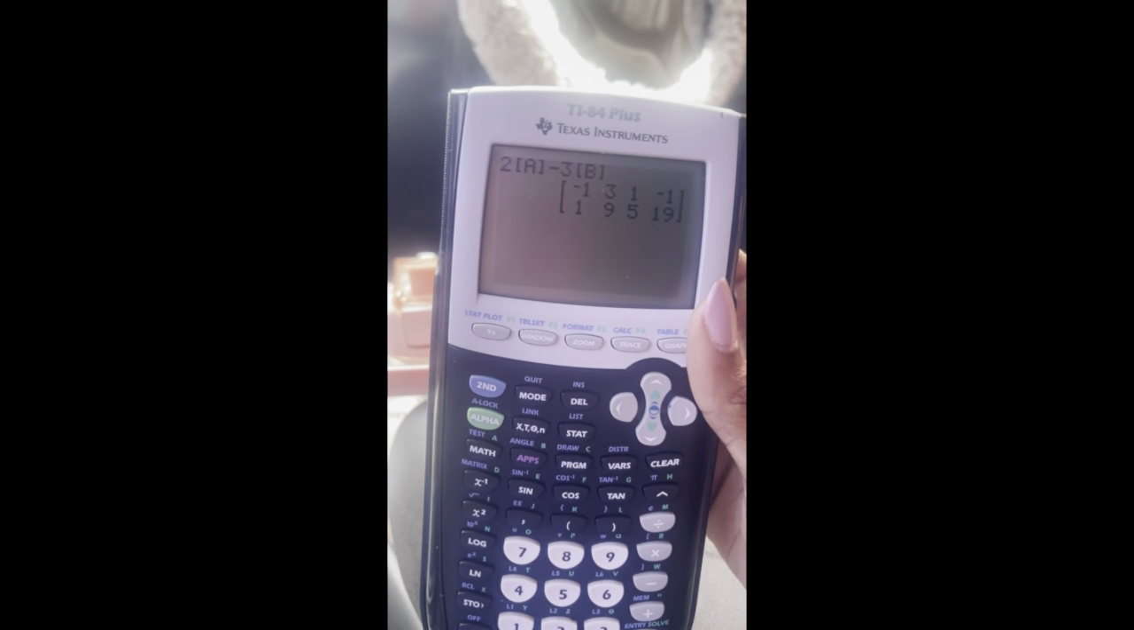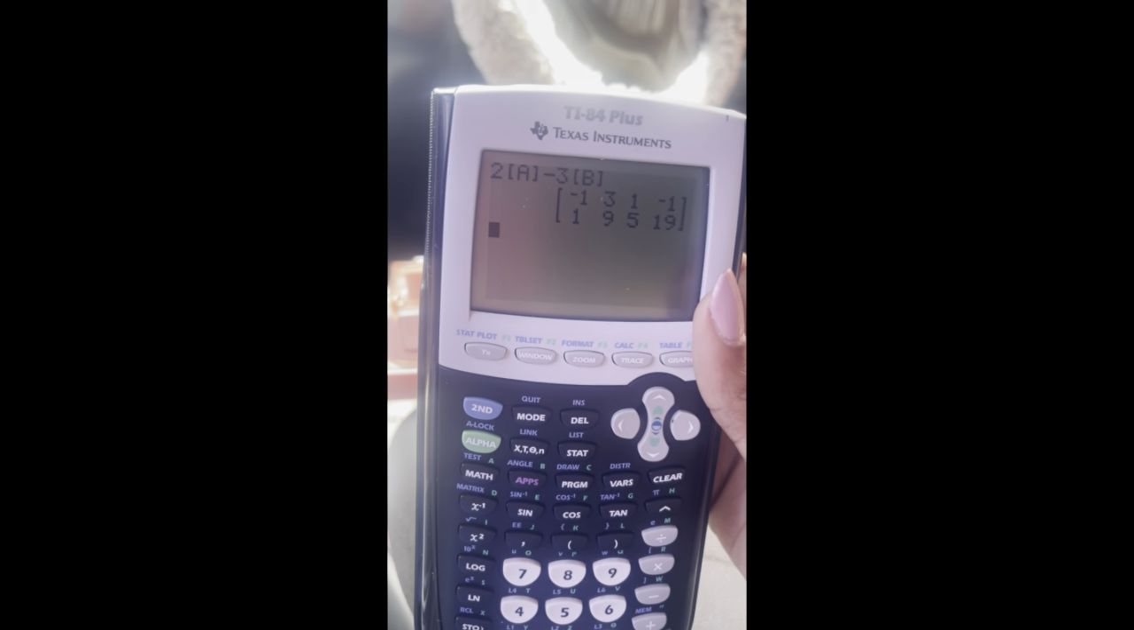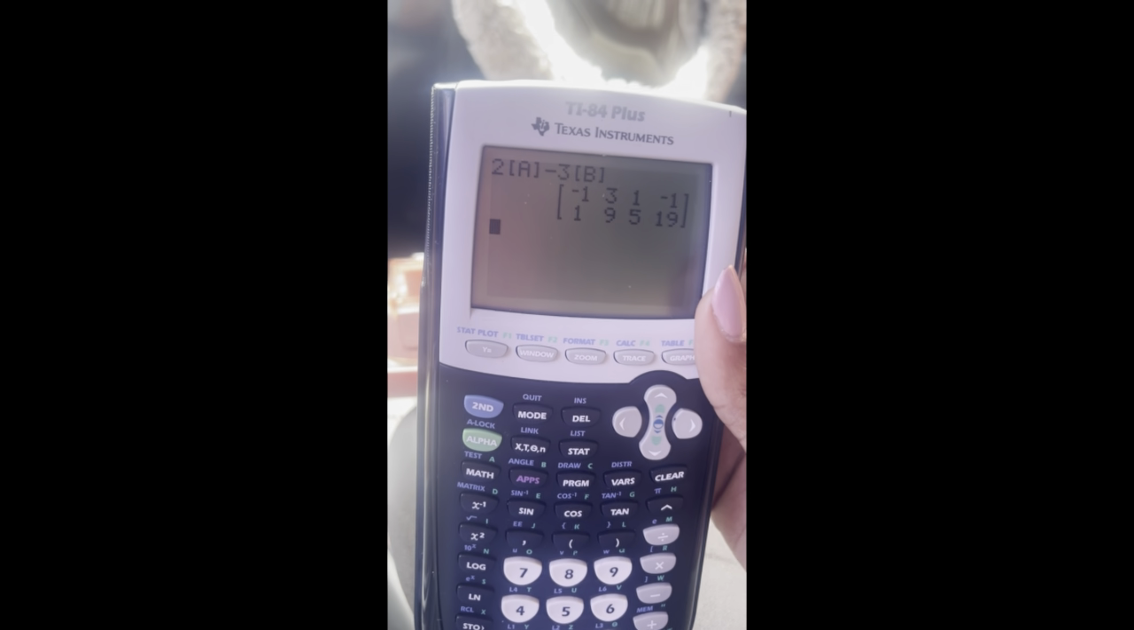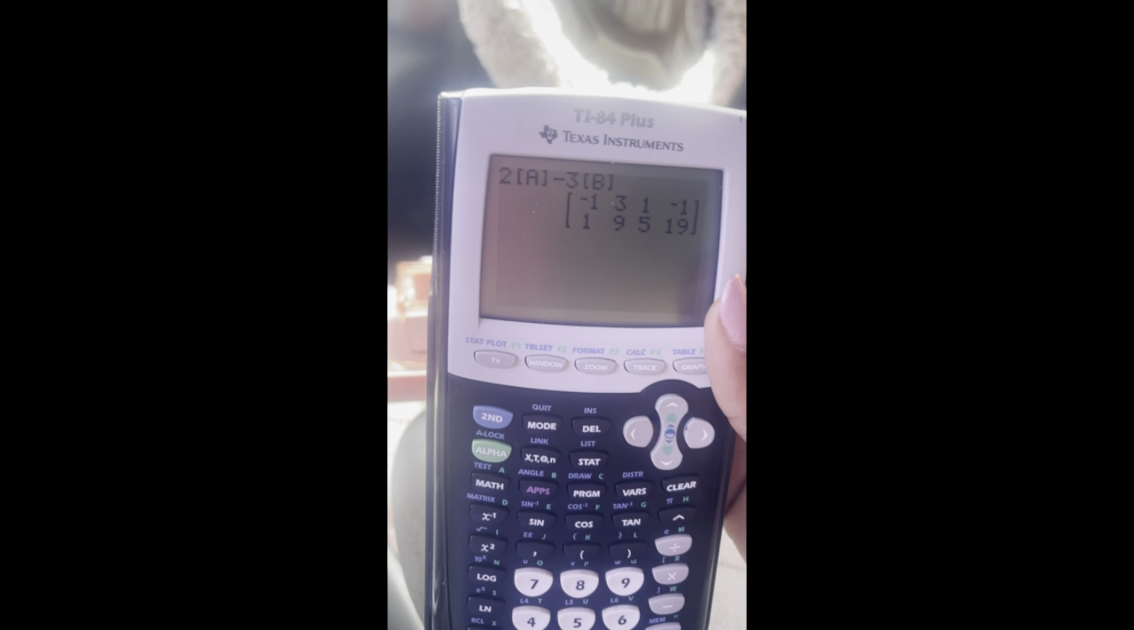The question says if A is 2x4 and B is 2x4, then 2 times A minus 3 times B is a 2x3 matrix. You can see this isn't a 2x3 matrix, this is a 2x4 matrix. So that's false.